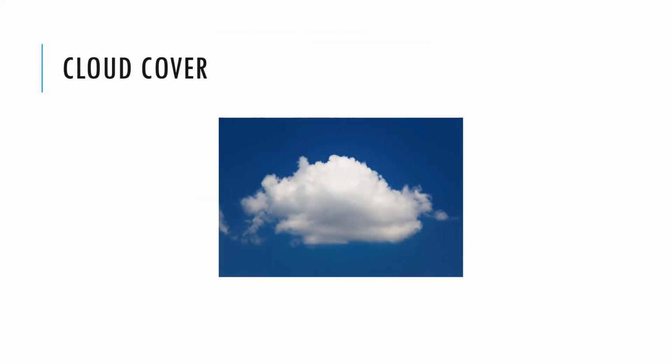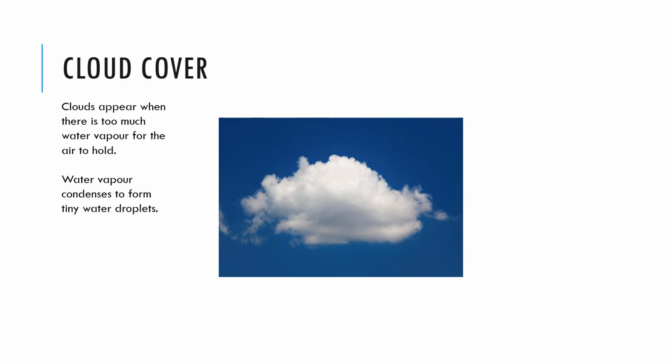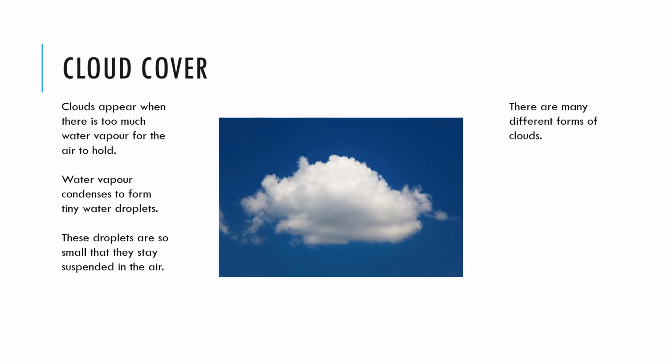So another part of weather data that we can collect is cloud cover. Clouds appear when there is too much water vapor for the air to hold. Just to recap that, some questions do actually ask you to describe and explain how clouds are made, so it's important to know what a cloud is. Water vapor condenses to form tiny water droplets, and these droplets are so small they stay suspended in the air. We only start to see it when water starts to condense, and that's generally around an air particulate, maybe a piece of dust or sand or something like that.